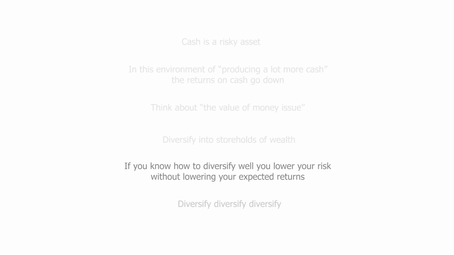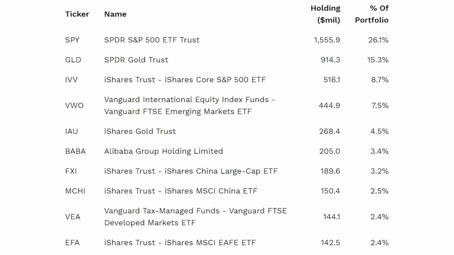His final point is diversify, diversify, diversify. And as we can see, Ray has been heavily diversifying in his own portfolio. I mean, his largest positions are mostly ETFs right now. So his money is spread all over and is exposed to multiple countries and currencies.